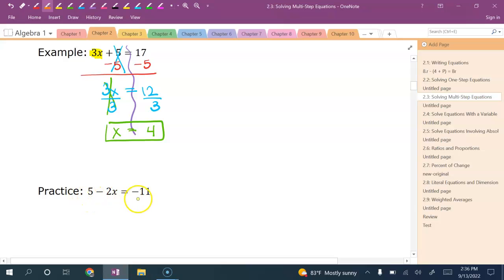So, first thing I would have done is moved the 5, because I don't want to do anything to that negative 2x term. I got to leave that alone for right now. So I'm going to subtract 5 from negative 11. So it says negative 2x equals negative 16. Then I would divide by negative 2. And we would have x equals positive 8.